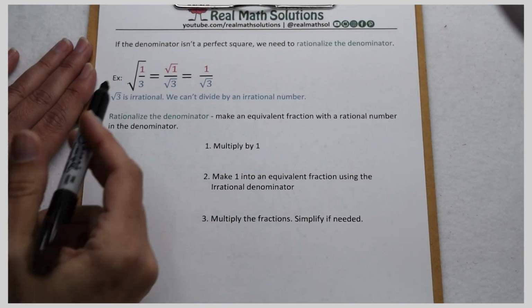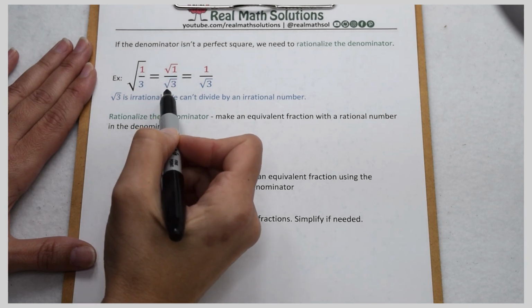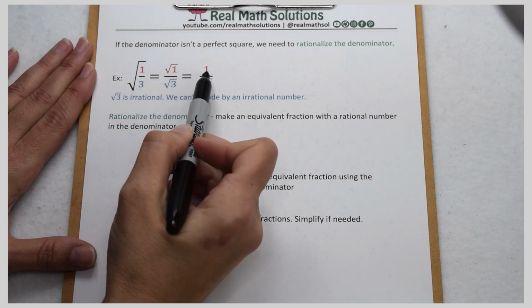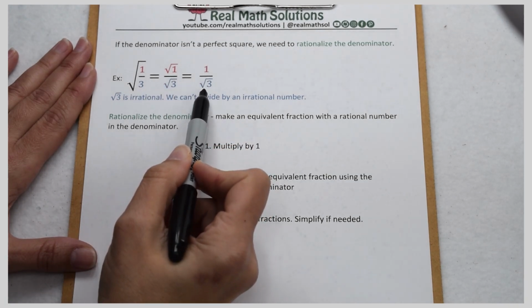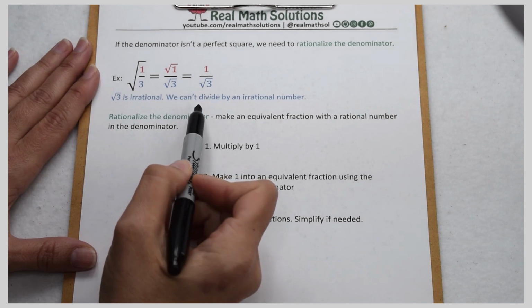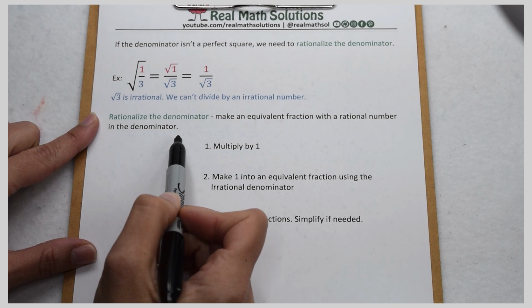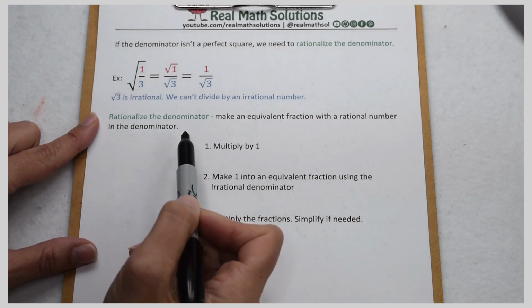What happens if we want to take the square root of a fraction, but both the numerator and the denominator aren't perfect squares? Well, let's look at the square root of 1/3. In our numerator, the square root of 1 is 1, but the square root of 3 is an irrational value. Remember, all fractions are division problems, and we can't divide by an irrational number. This is where rationalizing the denominator comes in. That means we need to make an equivalent fraction with a rational number now in the denominator.